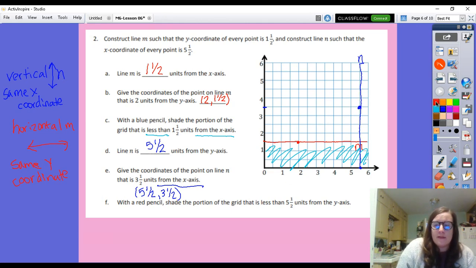Now with a red pencil, we're supposed to be shading the portion of the grid that is less than 5.5 units from the y-axis. So here's the y-axis. 5.5 units, that would be right here. So we want less than 5.5 units. And looking at this like a number line, less than is here.